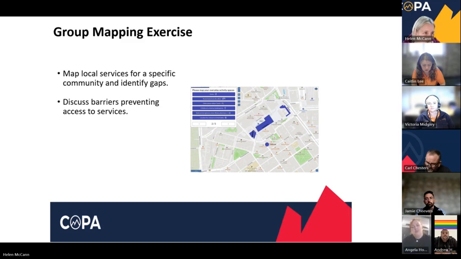So I think the biggest thing for us in this particular area would probably be the housing. Yeah.